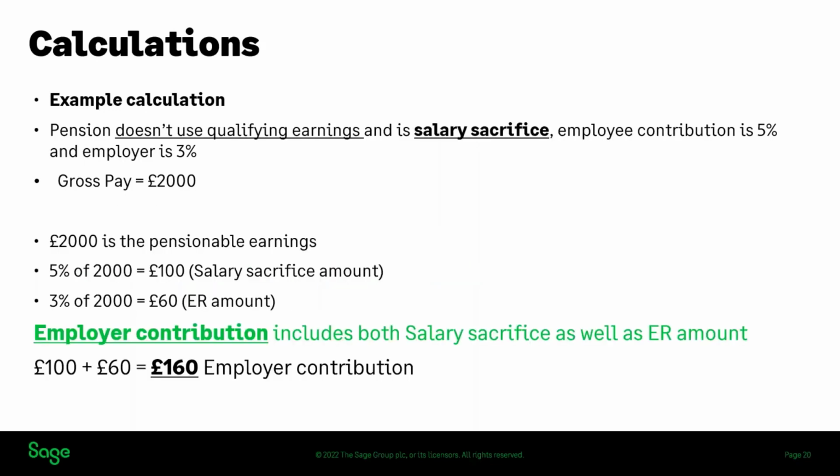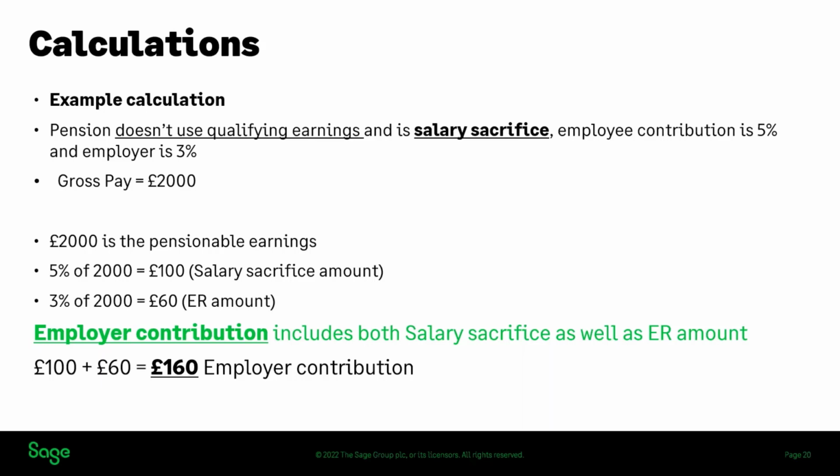Okay, last but not least, salary sacrifice. So pension doesn't use qualifying earnings, but it is salary sacrifice this time. The employee contribution again, 5% and 3% for the employer, and gross pay of £2,000. So we know that £2,000 is the pensionable earnings. We know that 5% of 2,000 is 100. Now this is the salary sacrifice amount, and we know that 3% of 2,000 is 60. So this is the employer amount.